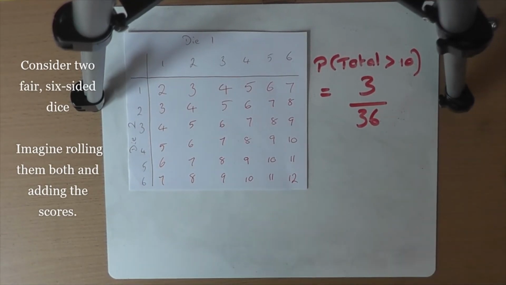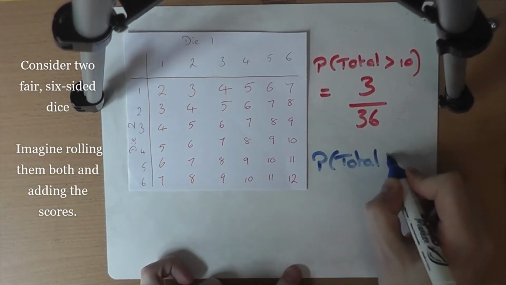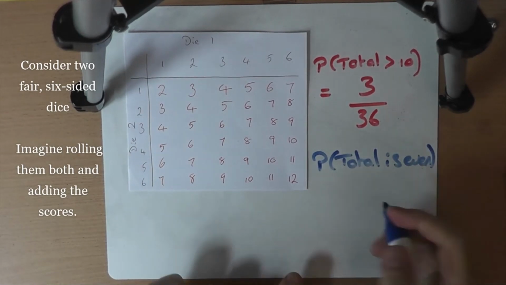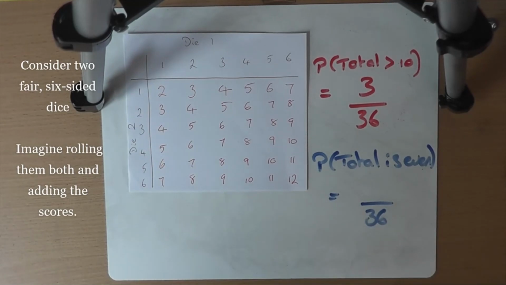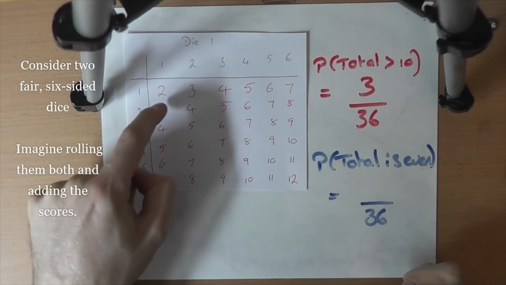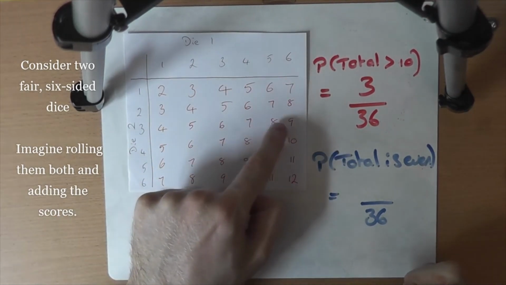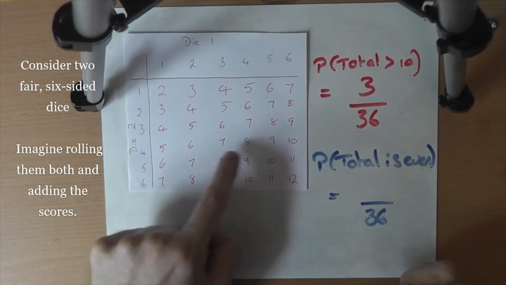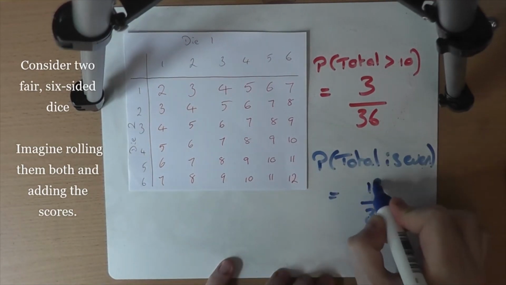We could find the probability that the total is even. Well, we're out of 36 again, because there's 36 options in total. We just need to count up how many of those are even. 1, 2, 3, 4, 5, 6, 7, 8, 9, 10, 11, 12, 13, 14, 15, 16, 17, 18 out of 36.